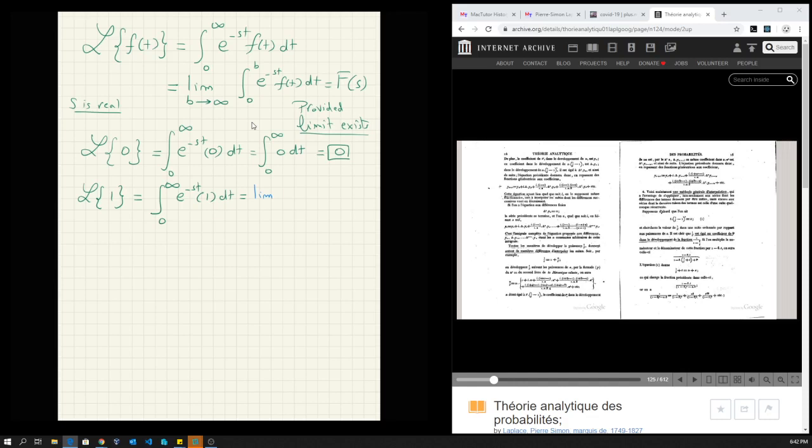All right, so this right here is the limit as b approaches infinity of the integral from 0 to b of e to the negative st dt. Always remember, take care of the integral before you do the limit. So forget the limit. We're going to keep writing it, but we're not going to evaluate it until we're done with this part.